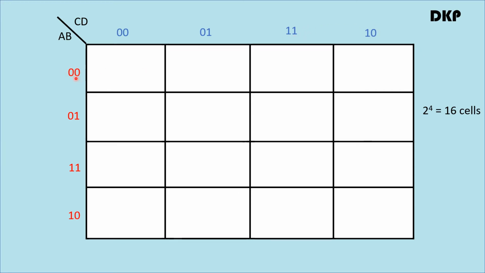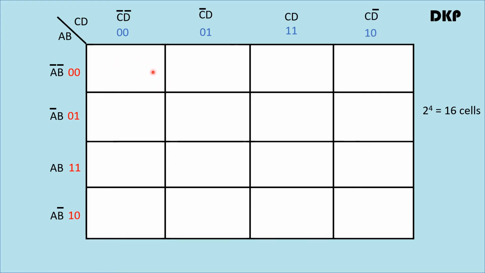Now 00 represents A bar B bar, 01 represents A bar B, 11 represents the literals A B, and 10 represents the literals A B bar. Similarly, 00 represents C bar D bar, 01 represents C bar D, 11 represents CD, and 10 represents CD bar.